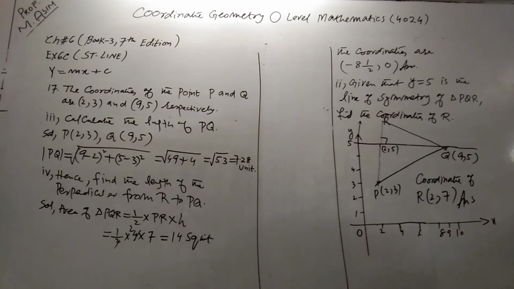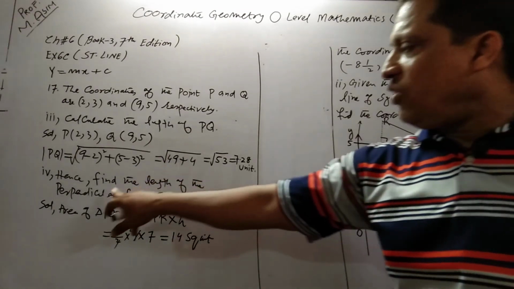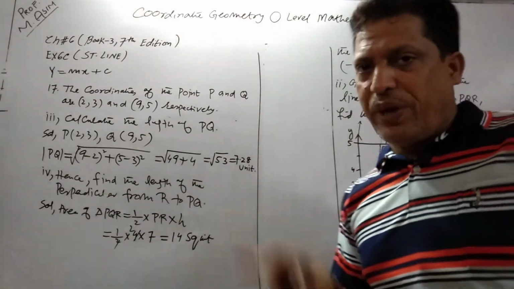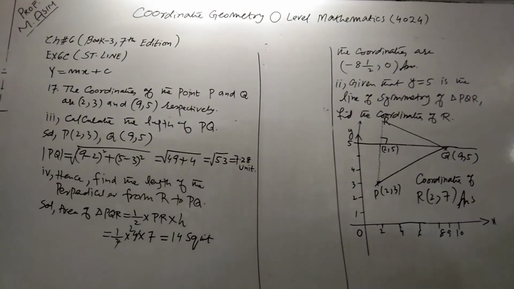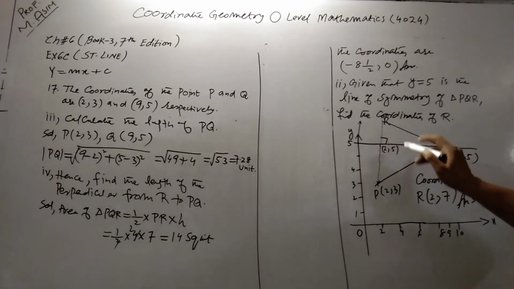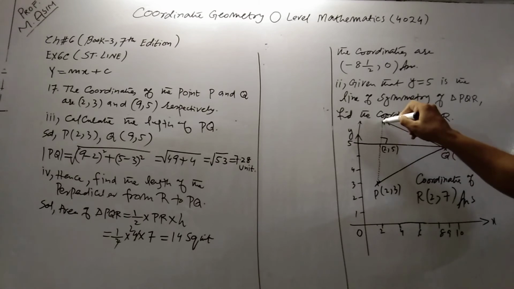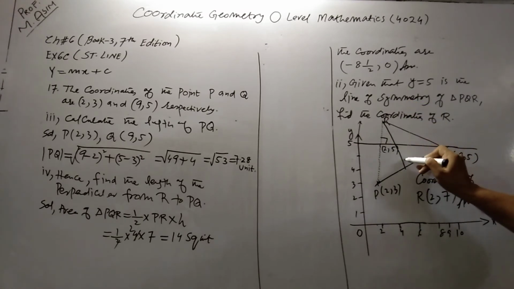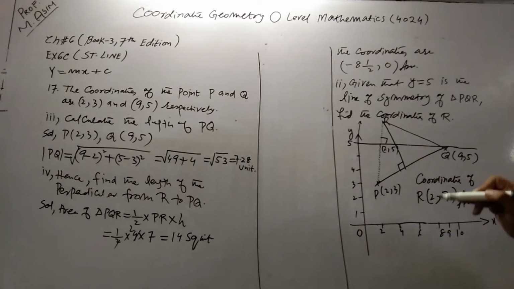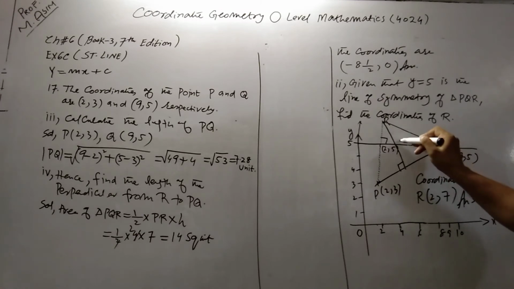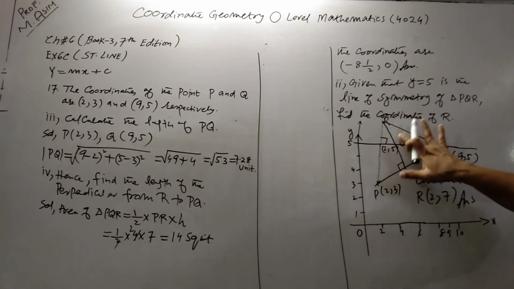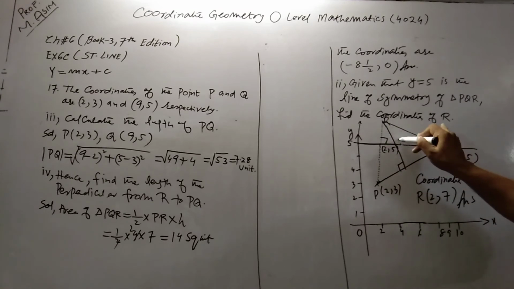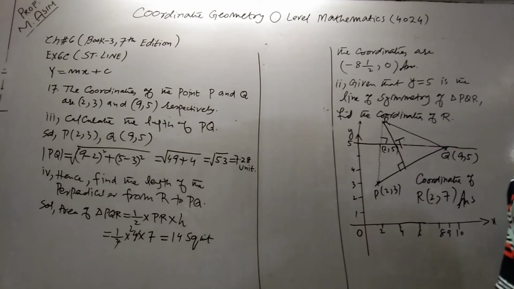Now, what is the requirement? Find the length of the perpendicular from R to PQ. If I draw the perpendicular from R to PQ and assign the name, for example, capital T, capital T is our perpendicular.